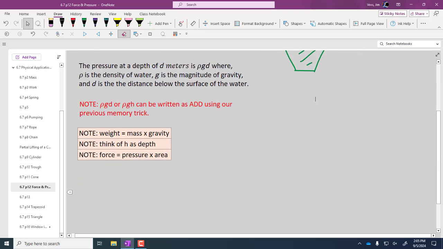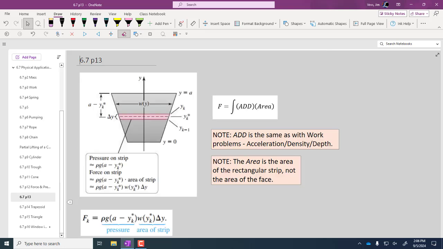And we've got a couple of formula things here. The main one that we use is force is pressure times area. If you divide by area, you would have pressure as force per unit area, which is maybe more intuitive. Force per unit area is pressure. Pressure is ADD: acceleration, density, distance, or acceleration, density, depth. That's pressure, ADD. So let's take a look at this.